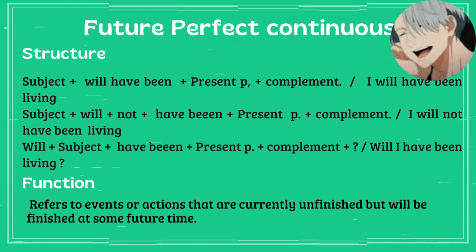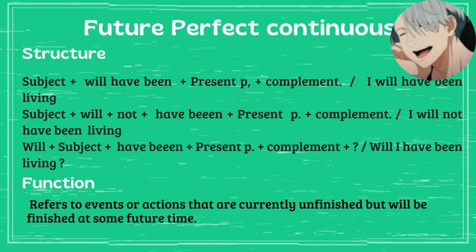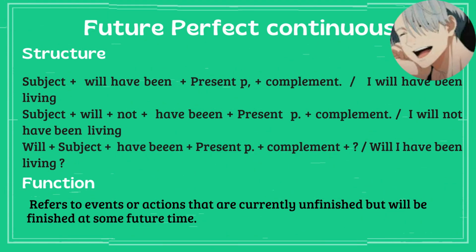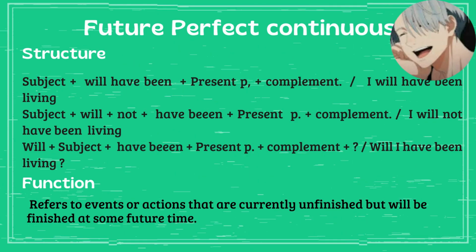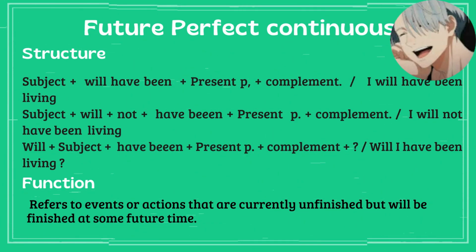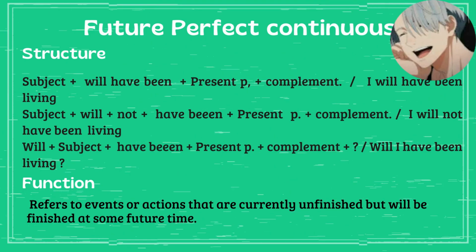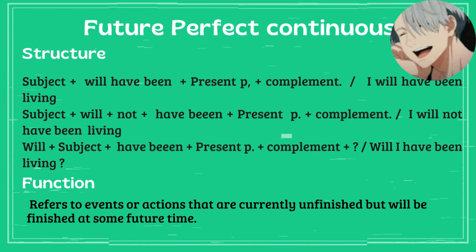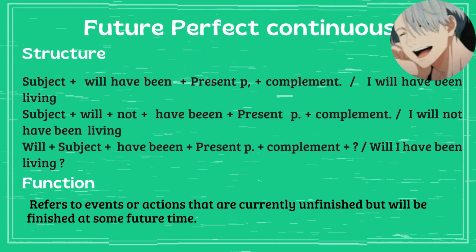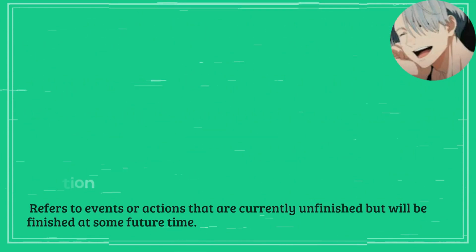And finally the question. Firstly will, then the subject, then have been, then present participle, and finally the complement with a question mark. Example: will I have been living? Function: it refers to events or actions that are currently unfinished but will be finished at some future time.